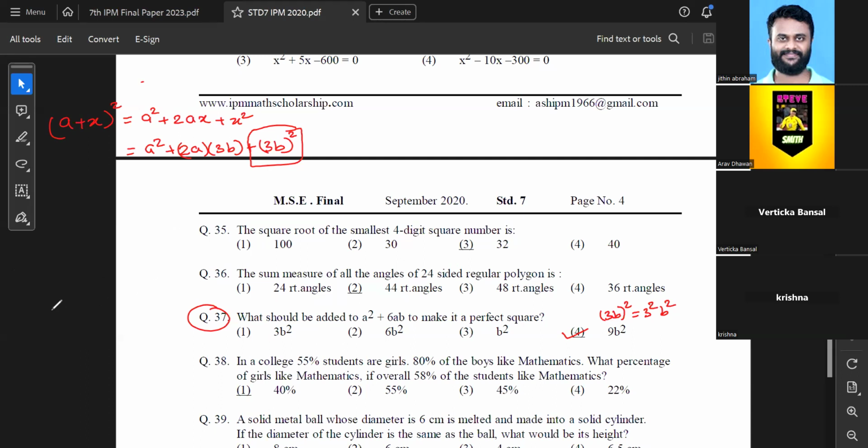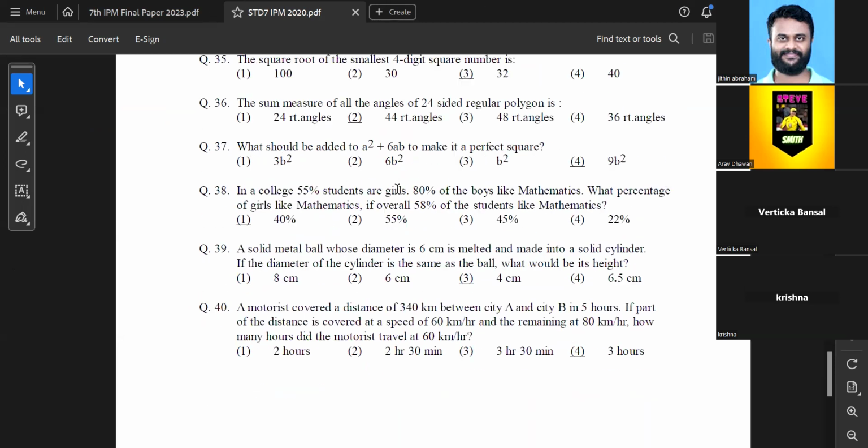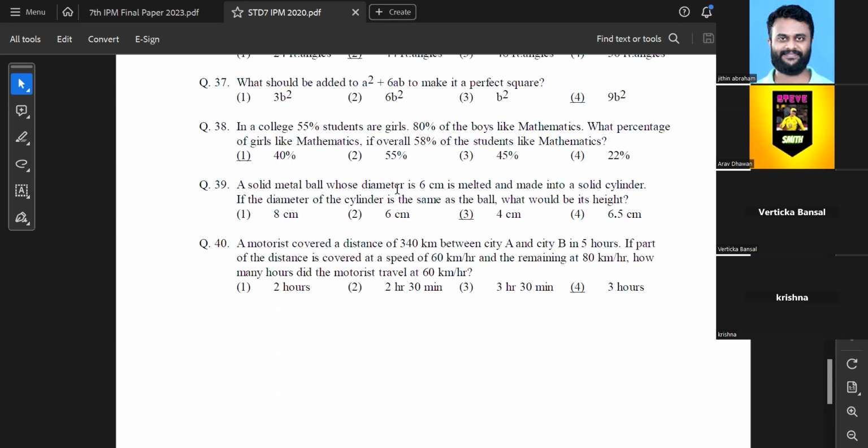Okay, so I believe it is done. Since we are approaching the end of this timer, I think we are left with only two questions in this paper, right? Yeah, only two questions. So the last two questions I'm giving you guys, last three questions, I'm leaving it up to you guys to solve as homework.